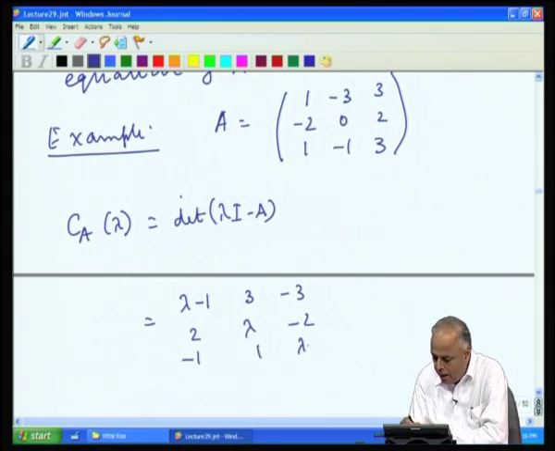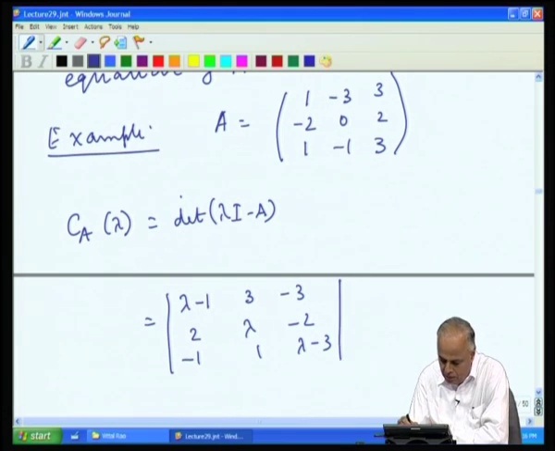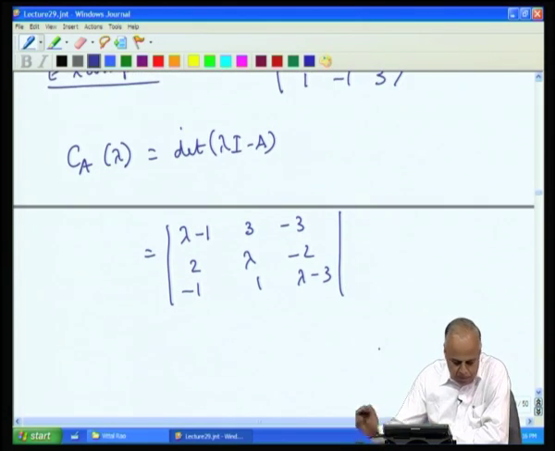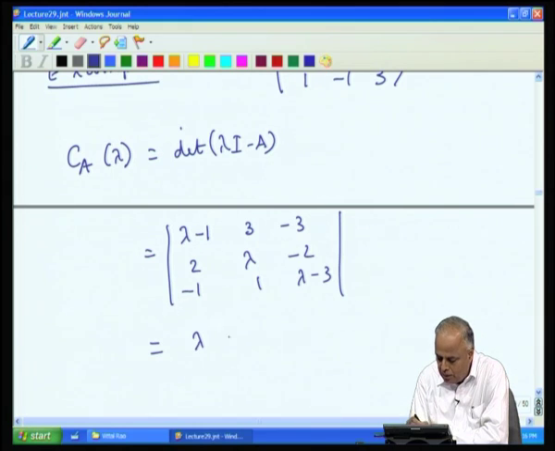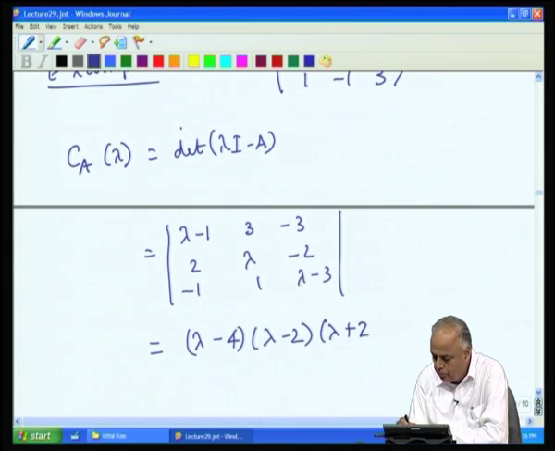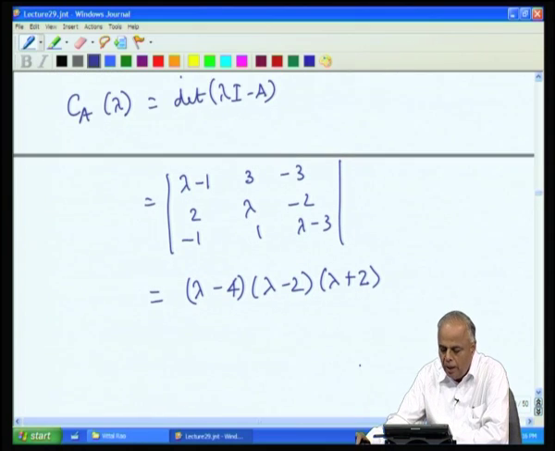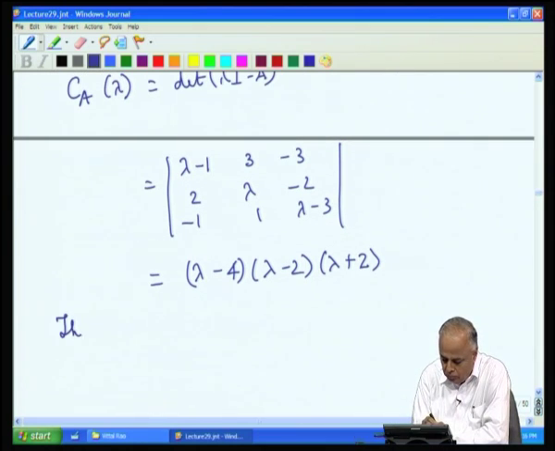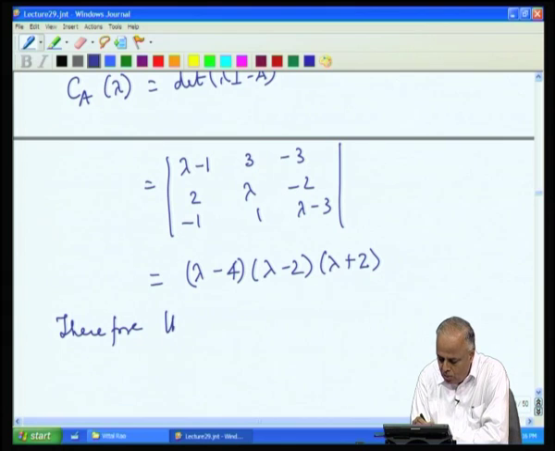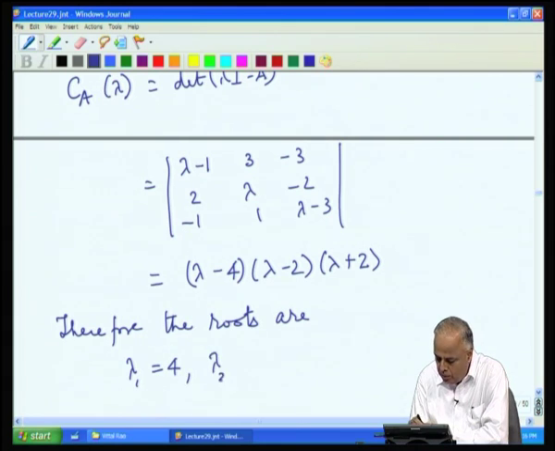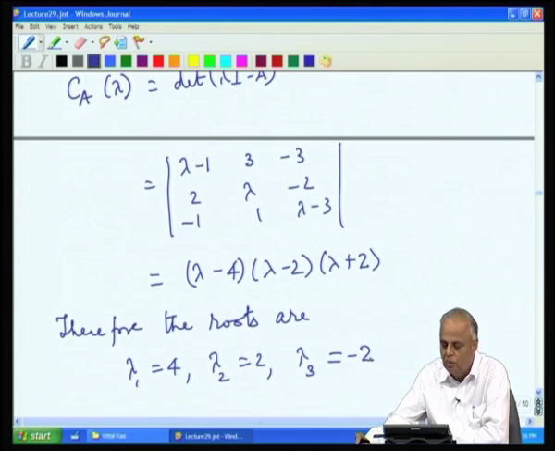Negate A and stick lambda along the diagonal of this determinant, and when we expand this determinant it turns out to be lambda minus 4 into lambda minus 2 into lambda plus 2. Therefore, the roots are lambda 1 equal to 4, lambda 2 equal to 2 and lambda 3 equal to minus 2.